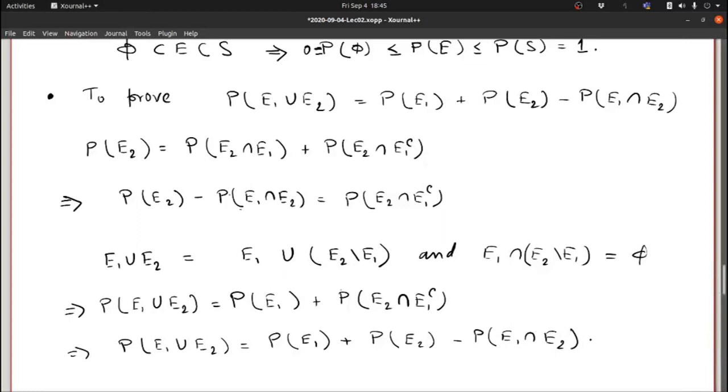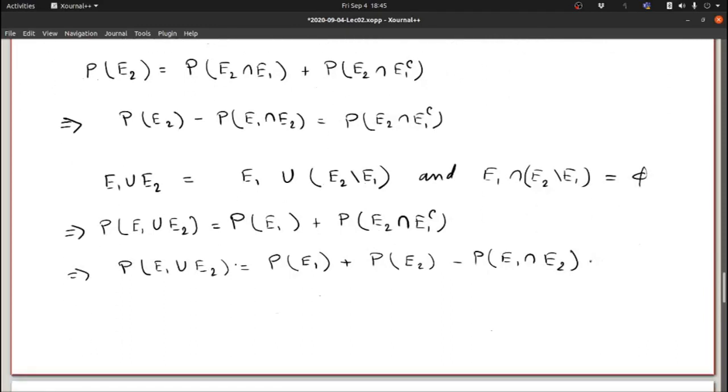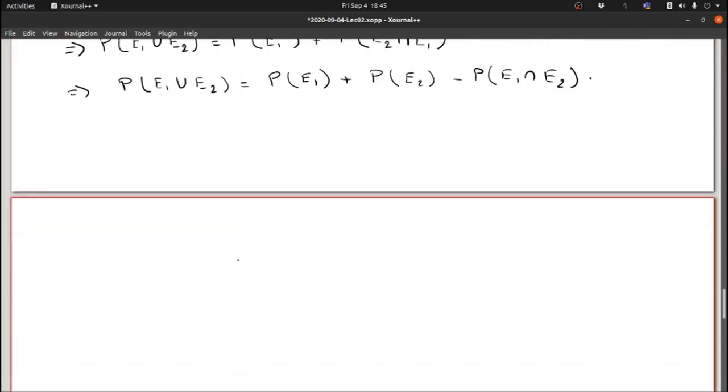Again see that the basic idea is taking the partition of several sets. Once I have taken the partition of E1 union E2 here, and then I take the partition of E1 union E2 here, and that completes it. That's why this partition idea helps many times to solve such problems.